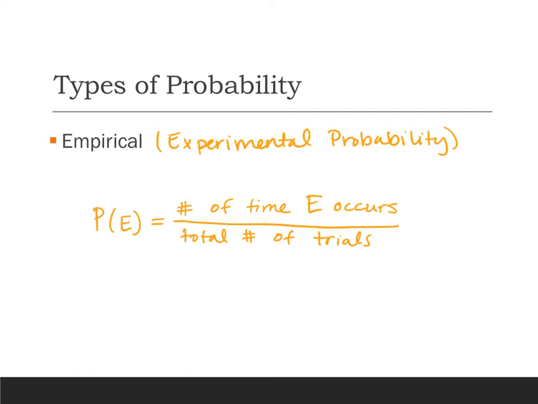And that law of large numbers, that's where it comes in. The law of large numbers is exactly what empirical probability is based off of. The more trials that we have, the closer we're going to get to the true probability.